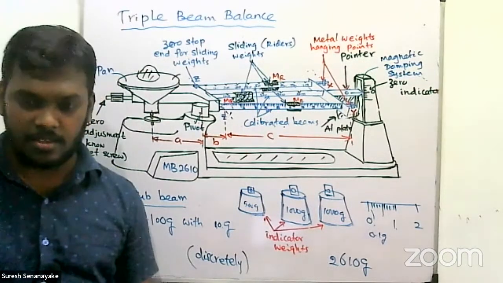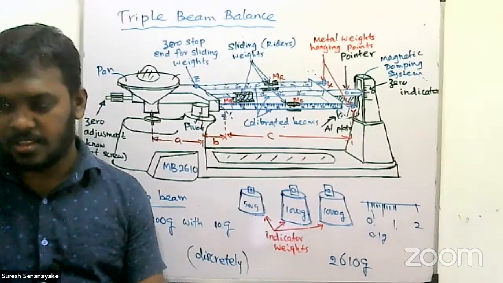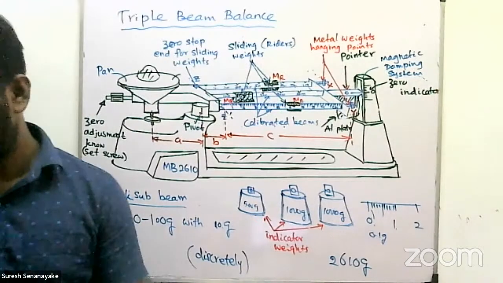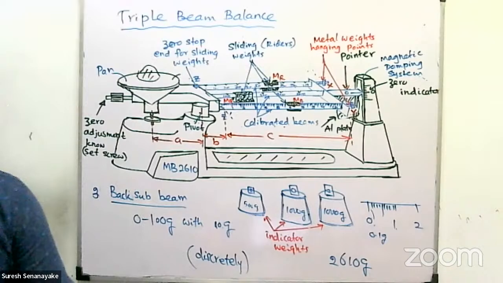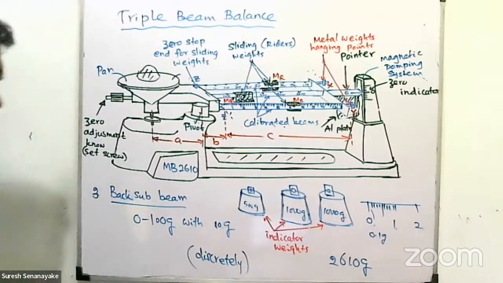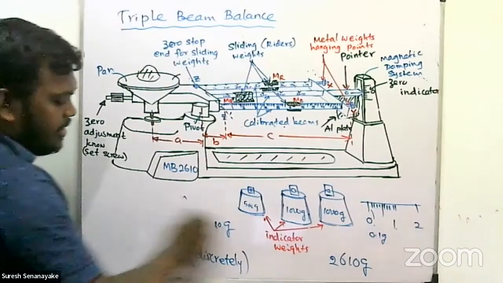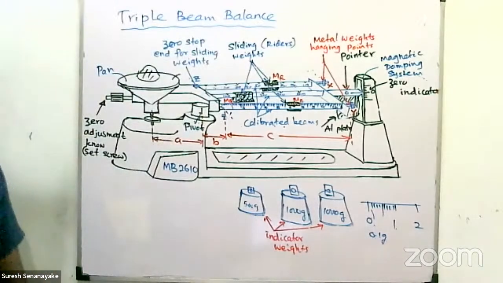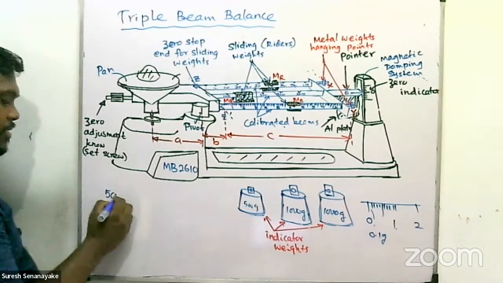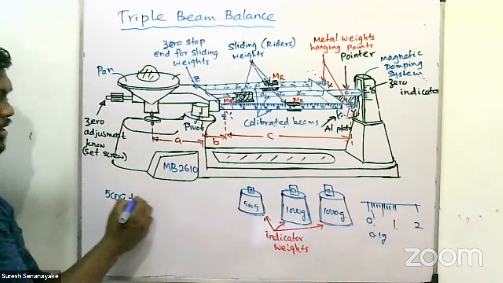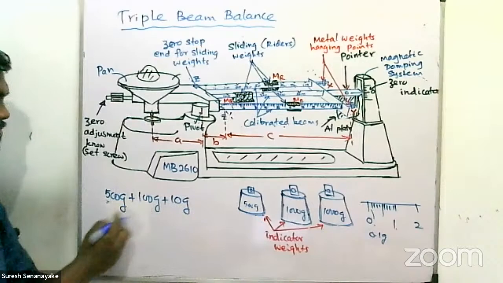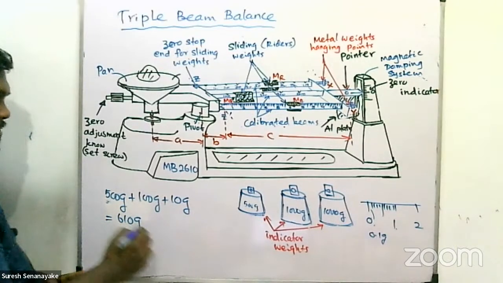Okay, then write, put that right. Thus, the maximum mass can be measured only using the 3 beams of the triple beam balance is the 500 grams plus 100 grams plus 10 grams corresponding to the 3 beams. That is equal to 610 grams.